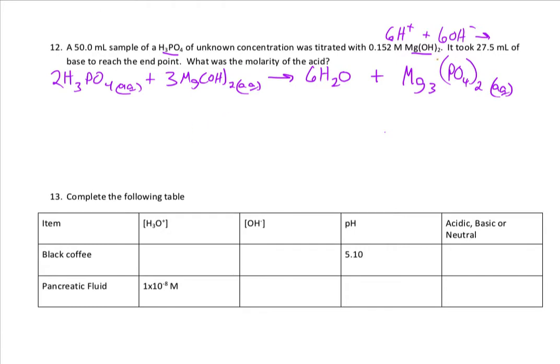What I like to do with the calculation is take this information here and place it with the appropriate reactants. So I have a 50 milliliter sample of the phosphoric acid. It's titrated with a known concentration of the base, and it took 27.5 milliliters of the base to reach neutralization, or to reach the endpoint. And I want to know the concentration of the acid here.